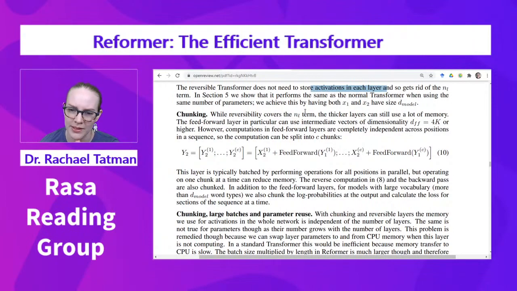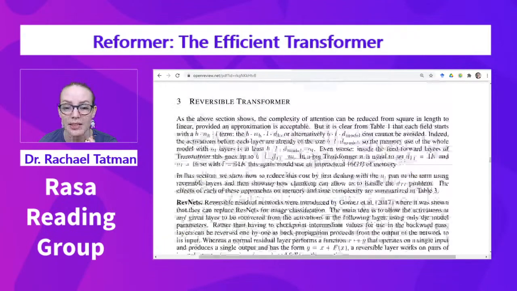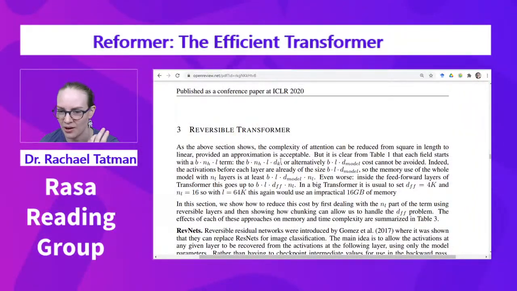Chunking. Well, reversibility covers the NL term. So basically, they're like, hey, right now, this is how big our memory needs to be. Wowie, that's a big tensor. So we're going to try and make each of these numbers as small as possible so that we can have the smallest memory footprint possible so that our trained model isn't 16 gigabytes.